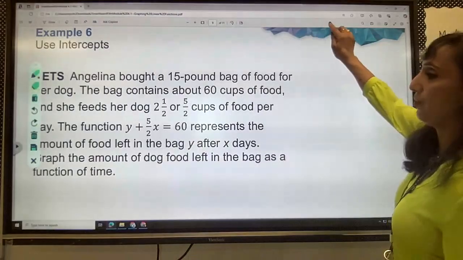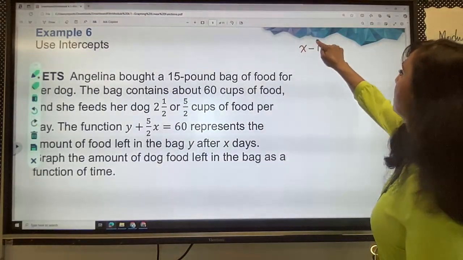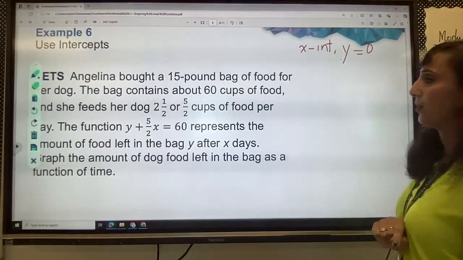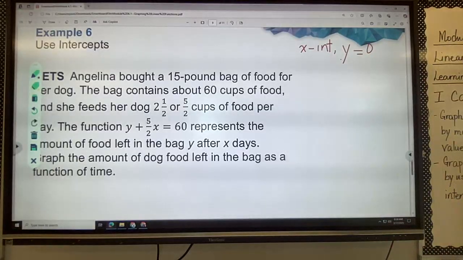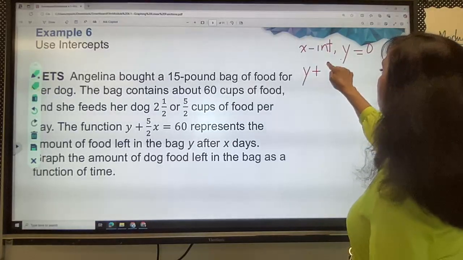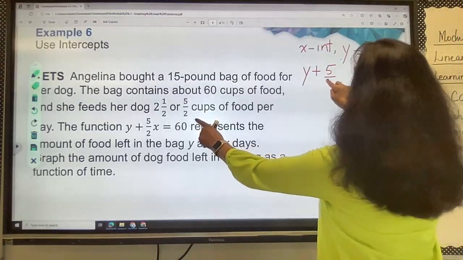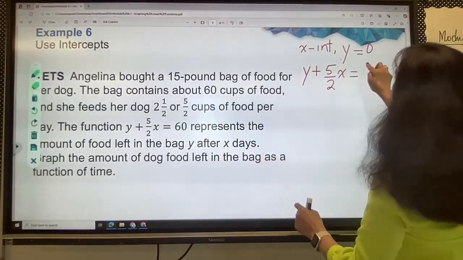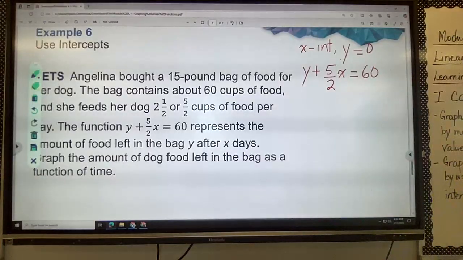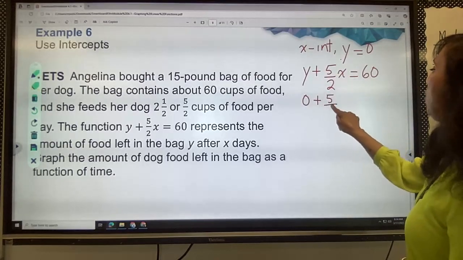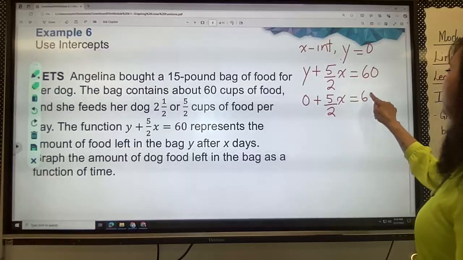I'm going to start writing it over here. So for the x-intercept, y is equal to 0, right? So I'm going to write out the original equation: y + 5/2x = 60. So now we are saying y is equal to 0, so we are substituting this value for y. This is 0 + 5/2x = 60.